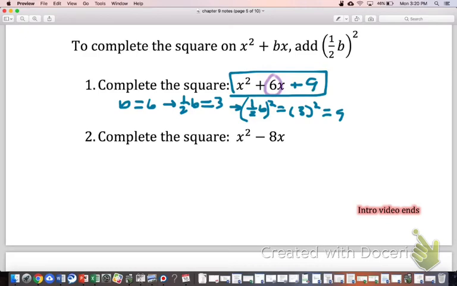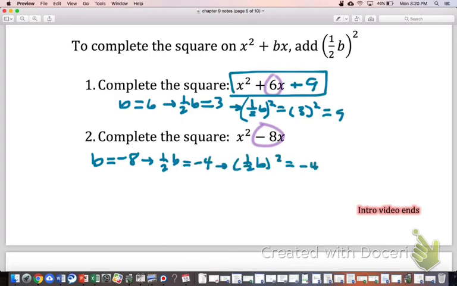Same kind of thing with the second one. b is negative 8. So if b is negative 8, then 1/2 of b would be negative 4, and then 1/2 of b squared would be negative 4 squared, and that's 16. To make this a perfect square trinomial, I'm going to add 16 onto the end of it, and that'll make this a perfect square factorable trinomial.